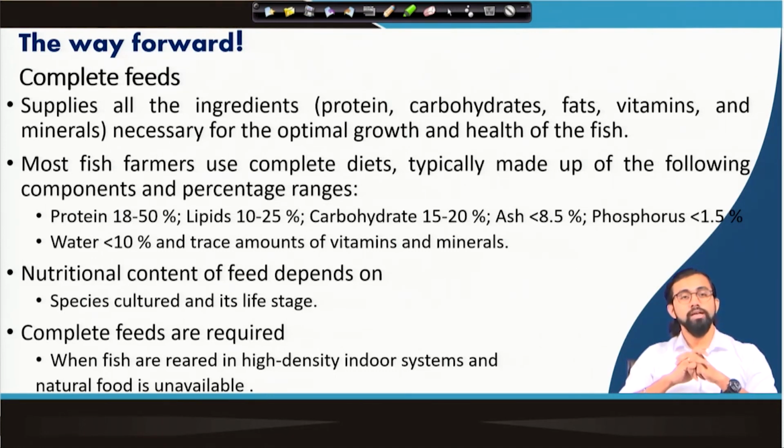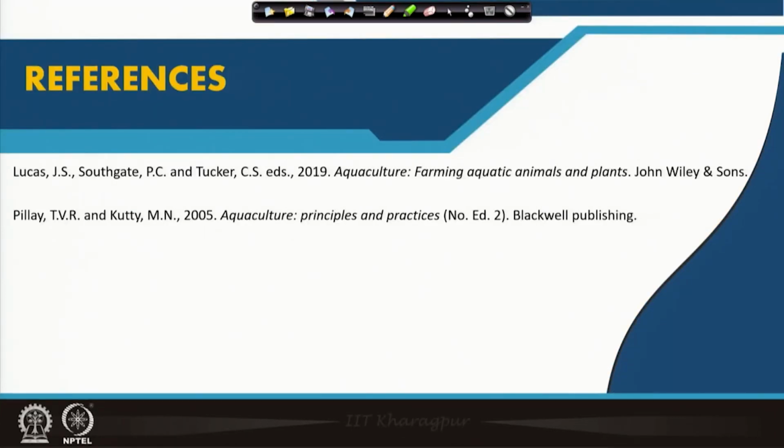So complete feeds are required when we want to rear in high density indoor systems and where natural food is completely unavailable. These are the references that we used while preparing these slides. You can go ahead and study these research papers. If you need, I can share these slides, this lecture and the research papers with you, so that you have a better overview of the system.